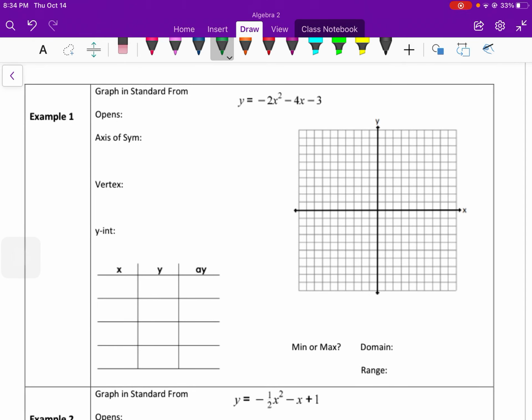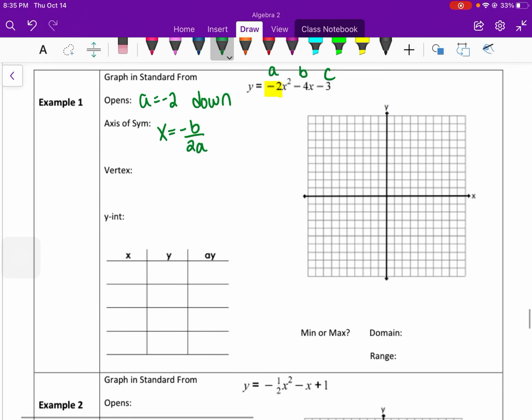All right, so we can tell which way this parabola opens by looking at the a value, the constant out front. So that's negative 2. So a equals negative 2. Since it's negative, this parabola will open down. Then we can find the axis of symmetry. This is our a, our b is negative 4, and our c is negative 3.